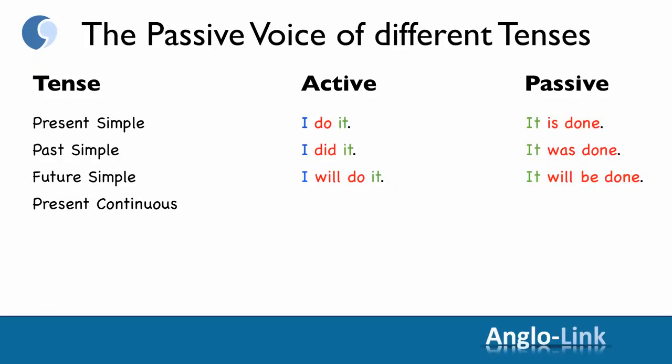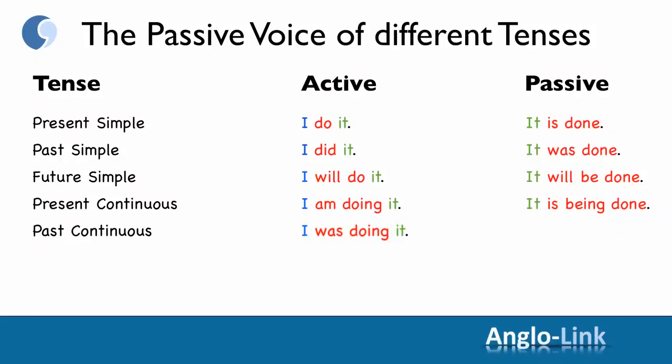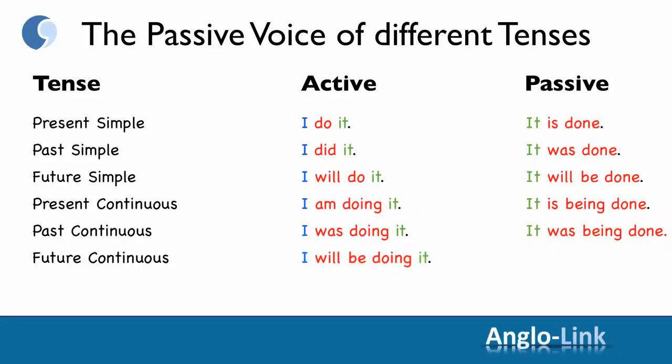Present continuous, I am doing it. It is being done. Past continuous, I was doing it. It was being done. Future continuous, I will be doing it. It will be being done.